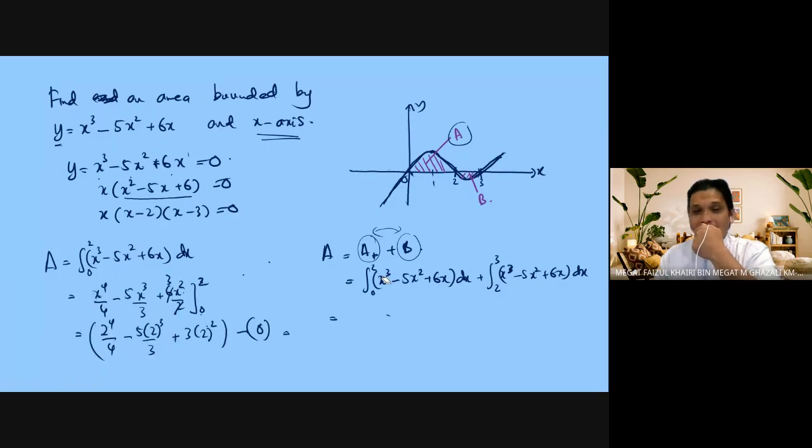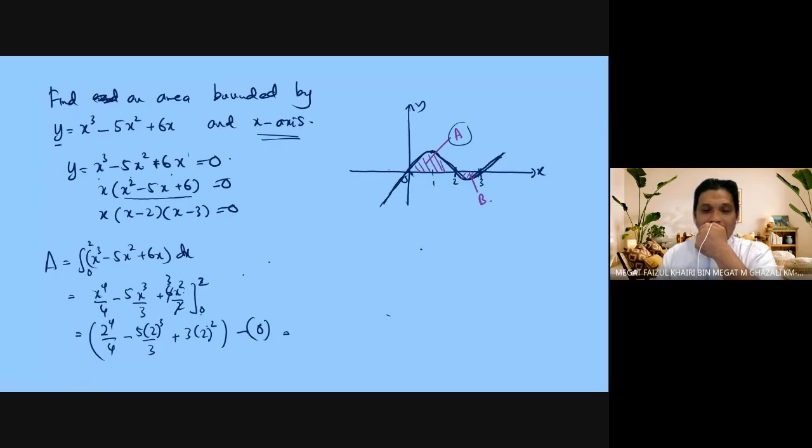Okay, class, let me show you what we call separately. Find A first, and then we will find B. Once we get both answers, we just add them later. Okay, we add the values. We find the total area later.